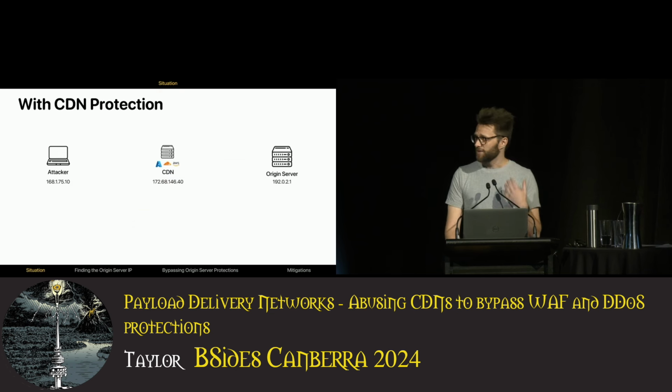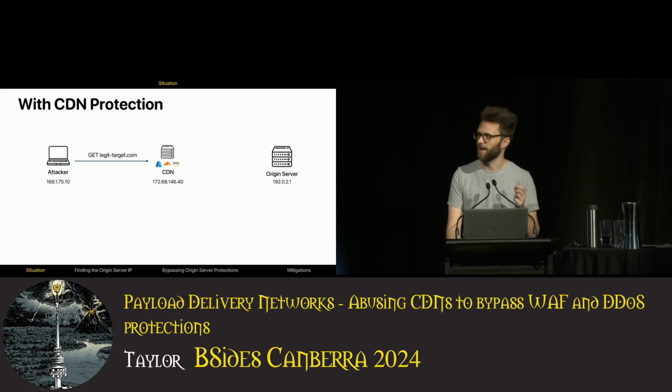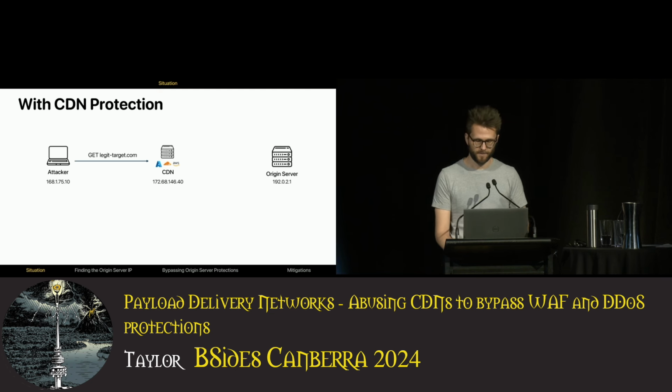The difference with the CDN protection is you put the CDN in the middle. So this is Cloudflare, it's Azure, AWS, whatever. And the origin is going to be protected by this. Right? The WAF and the DDoS protections are all going to live here. So we make the request to our website, and instead of the DNS resolving straight to the origin server, it's going to resolve to a bunch of shared IPs that are on the CDN provider. Right? So it's not going directly, it's going to the CDN.